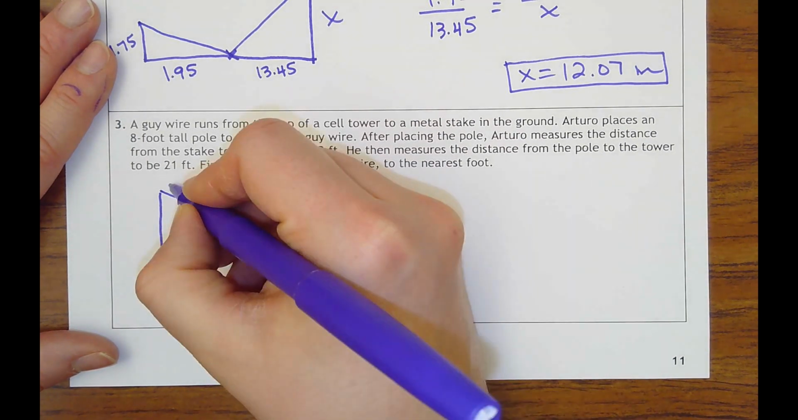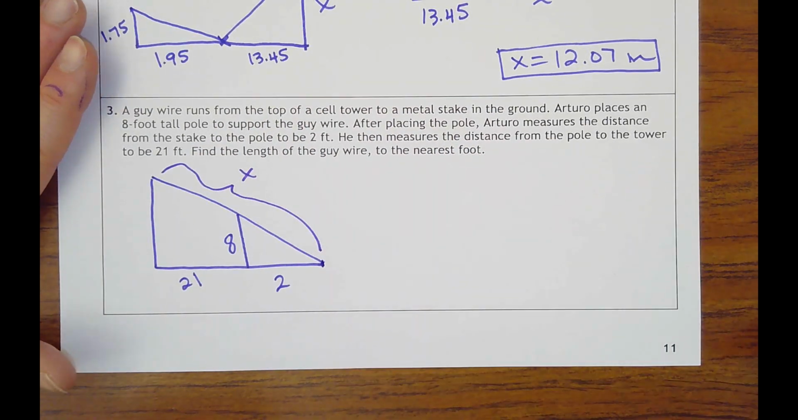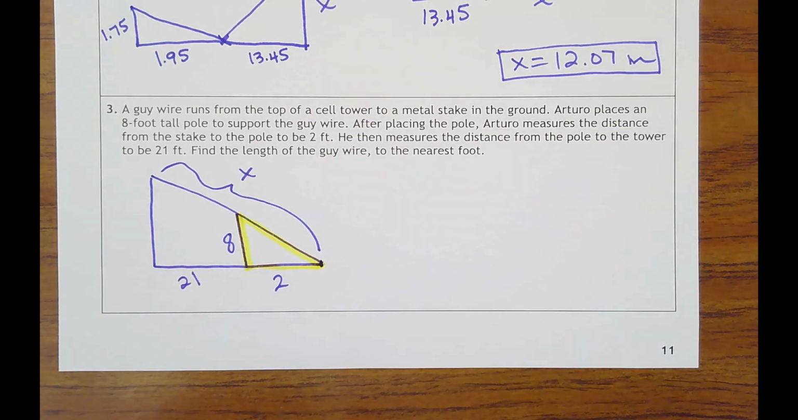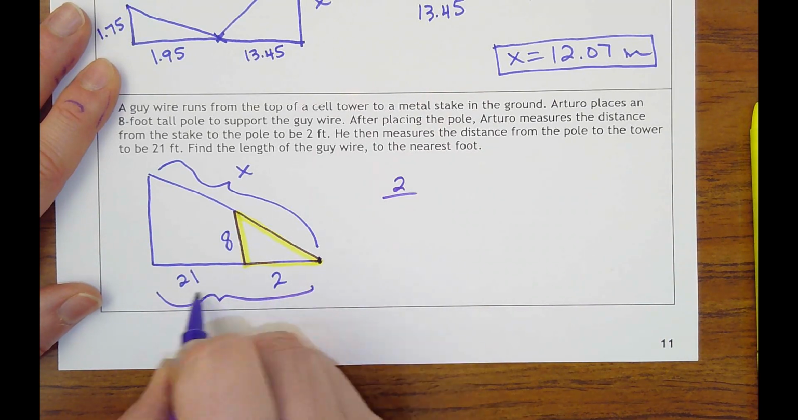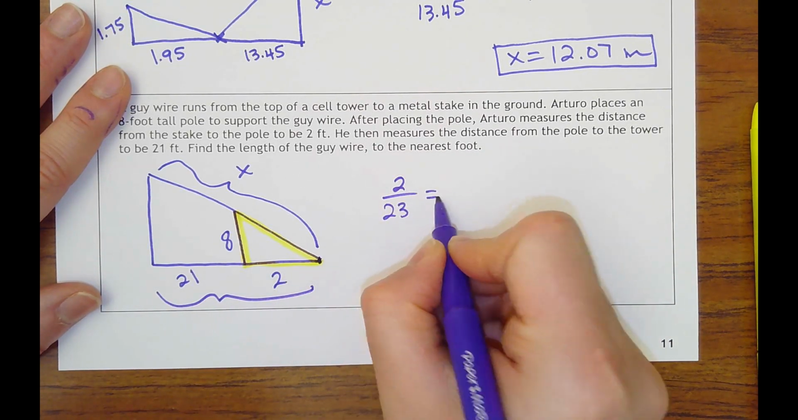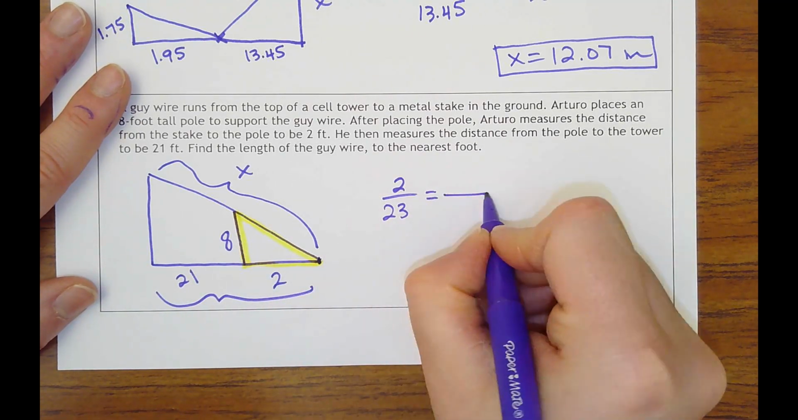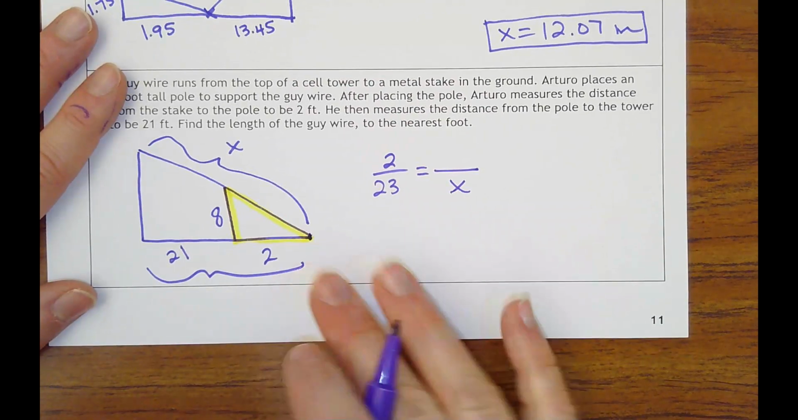So we want to know this whole thing. Okay, so small triangle, I see a side of 2 being compared to this total would be 21 plus 2, which is 23, equals, I'm going to need to know this hypotenuse so that I can compare it to the guy wire x. So I'll have to do Pythagorean theorem.